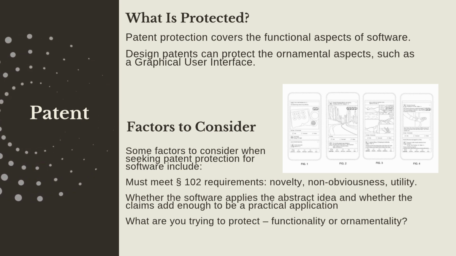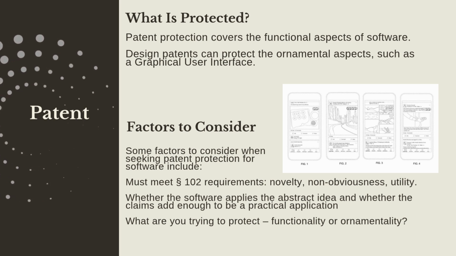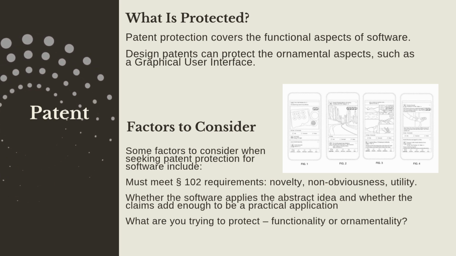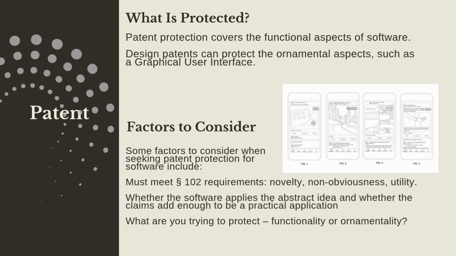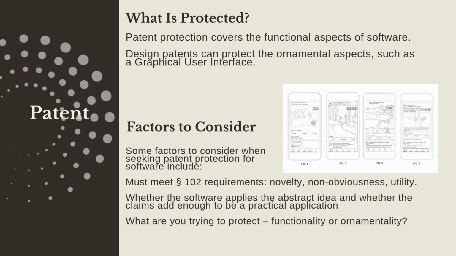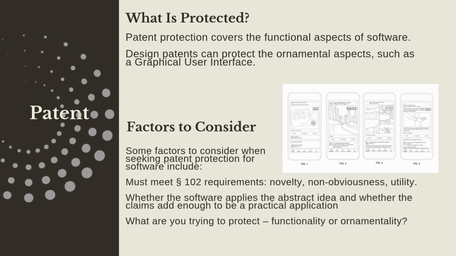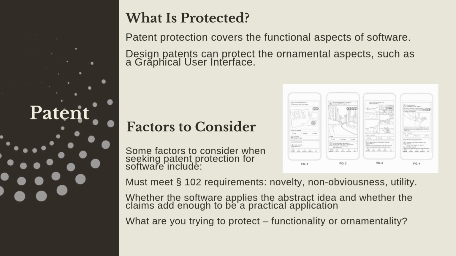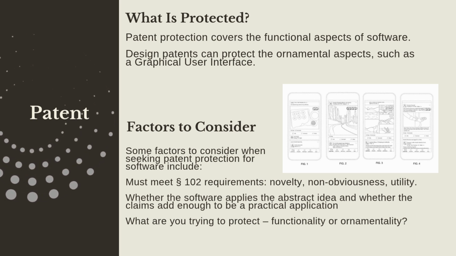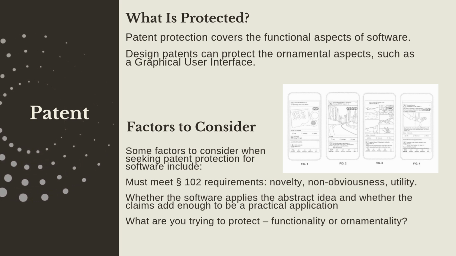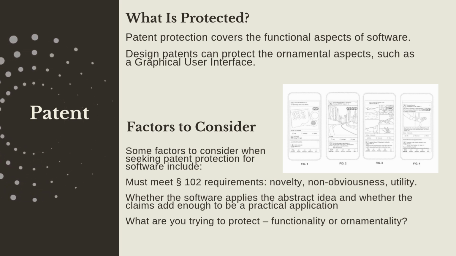Factors to consider in deciding whether a patent is the right form of protection for you include whether the software is novel, non-obvious, and useful. Additionally, an applicant should determine if the software can fulfill the Alice test for patentability. Finally, because software can be protected through either design or utility patents, the applicant should determine what they are wanting to protect, the functional or ornamental aspects.